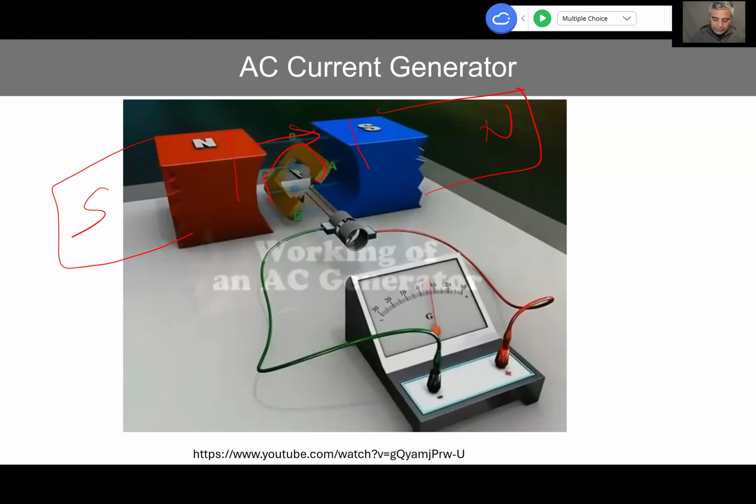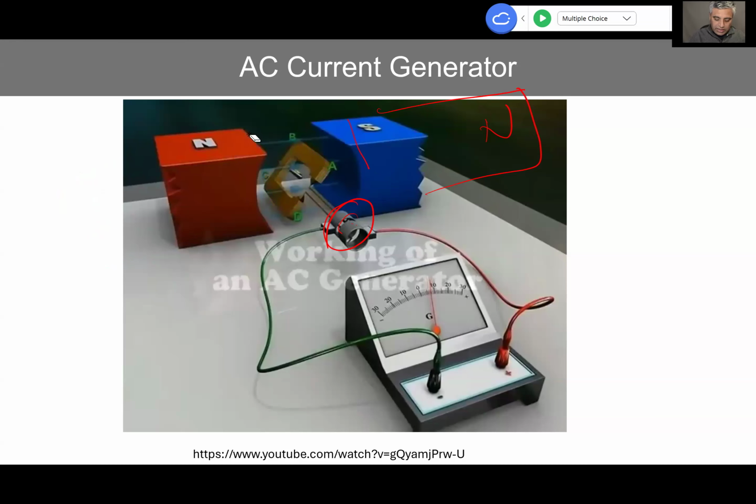And there is this coil, which you have to rotate. For example, if you are generating electricity using wind power, there are these big fans, right? Because of the air, the fan rotates, and this coil is connected to that fan. When the fan is rotating due to the air, then this coil rotates here, okay?